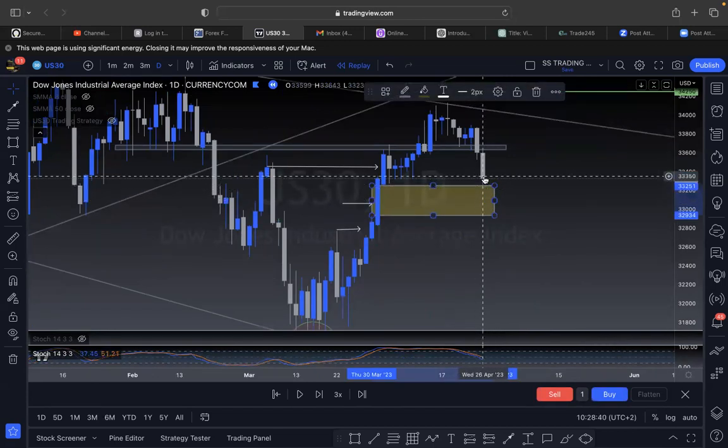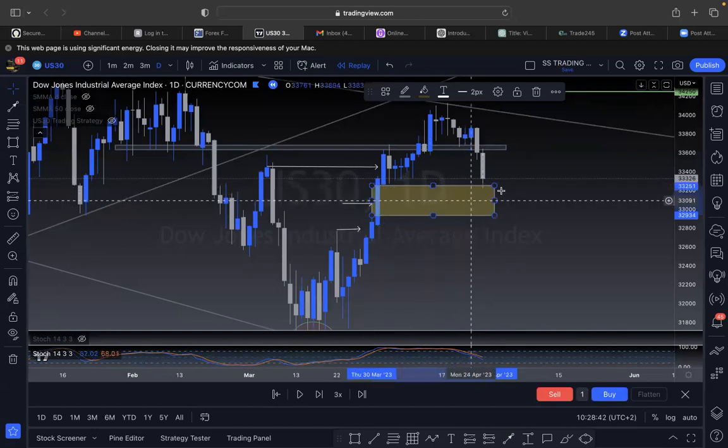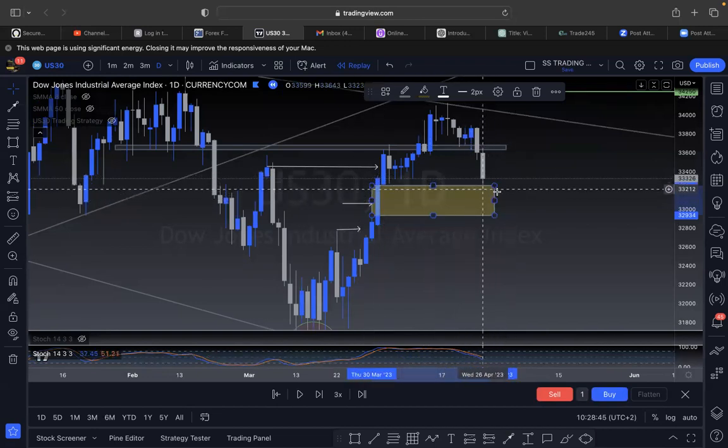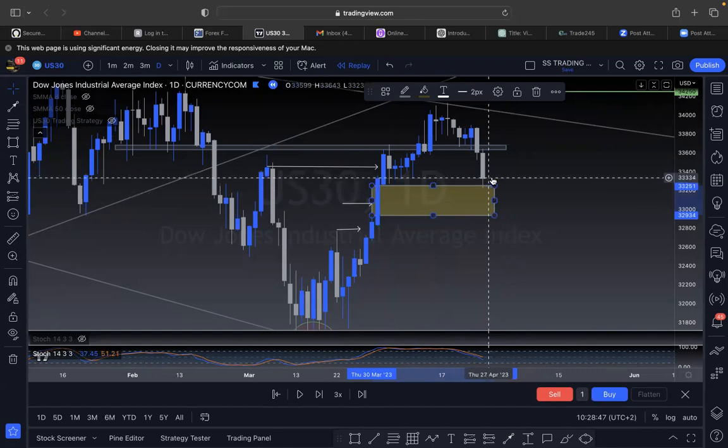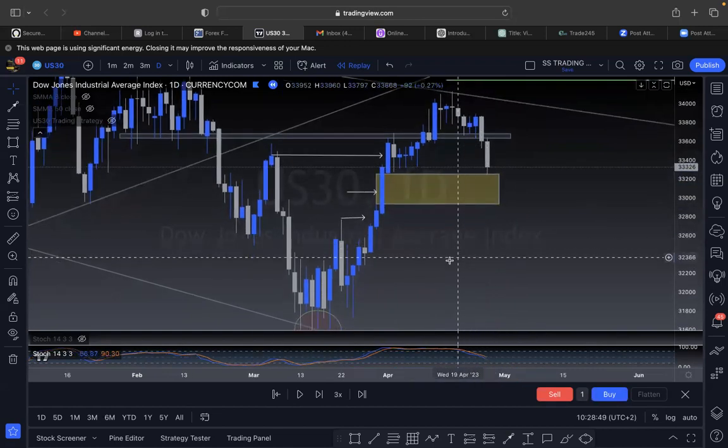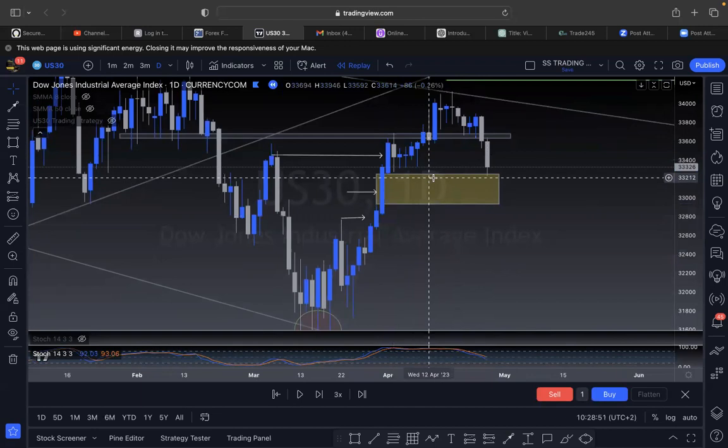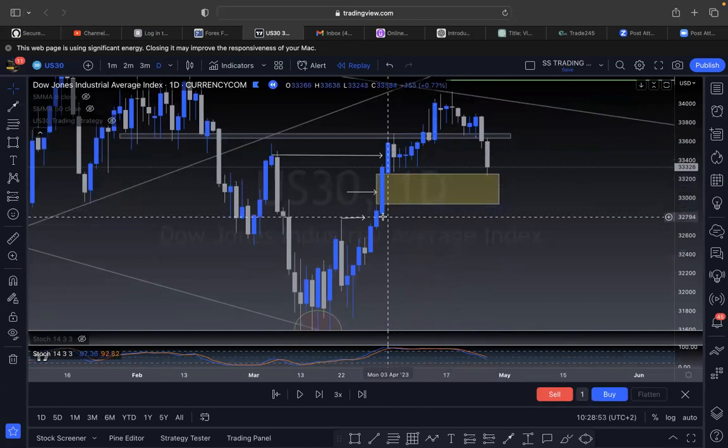So we had noticed that price tapped into this fair value gap. And the next day I was looking for buying opportunities, which was the 27th of April. Some of you might question, okay, why did we use this fair value gap and not some of these fair value gaps down here? Why were these not the areas of interest to us?